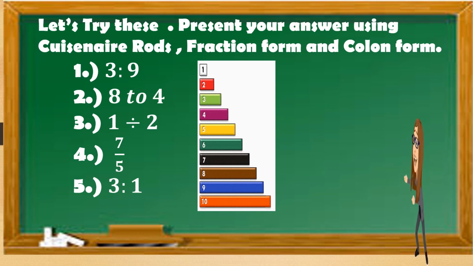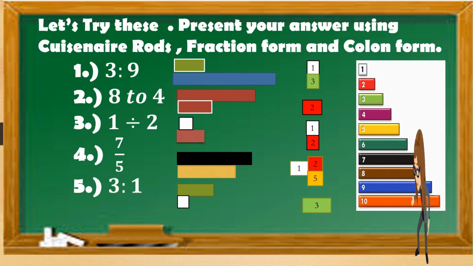Okay, let us see your answer. 3:9. Okay, that is 1/3. Lowest term, and 8:4. Lowest term is 2, then 1 divided by 2, or 1/2. 7/5, or 1 and 2/5. 3:1, or 3/1, or 3. Okay, let's see your answer.